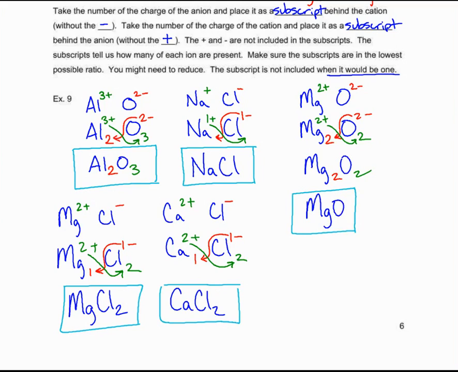Okay, so we can fit one more in here. Let's talk about aluminum and nitrogen. So aluminum is in group 13. 13 minus 10 says 3 valence electrons. It's going to lose them and form a +3 charge. Nitrogen's in group 15. 5 valence electrons. It's going to gain 3 and form a 3- charge.